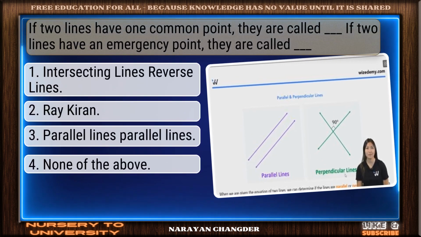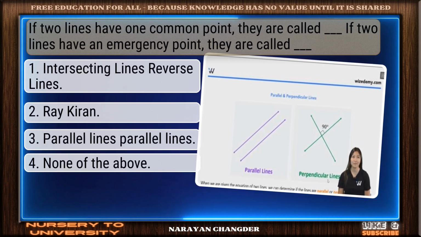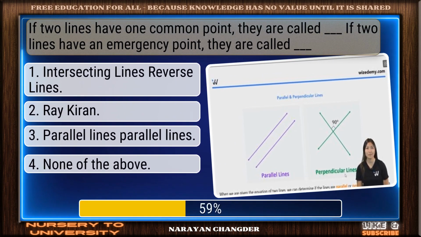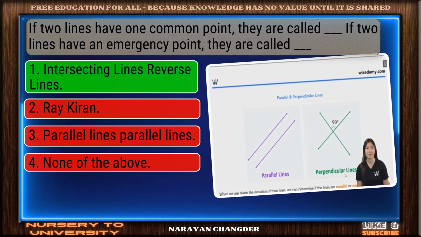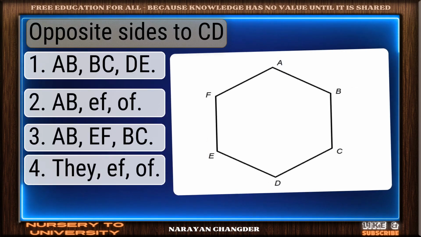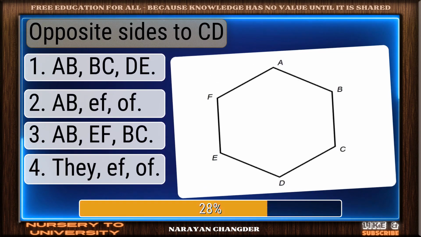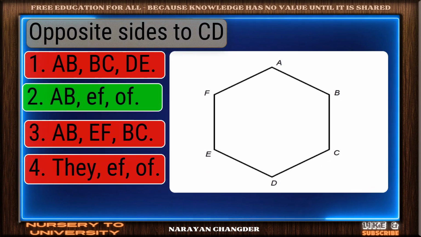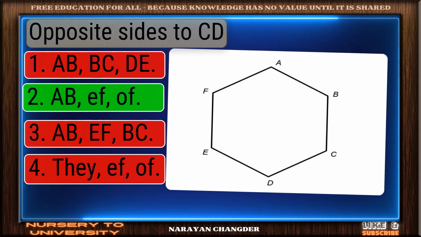If two lines have one common point, they are called dash. Smart pick. Intersecting lines is the correct choice. Opposite sides to CD. Perfect. AB is the correct choice.